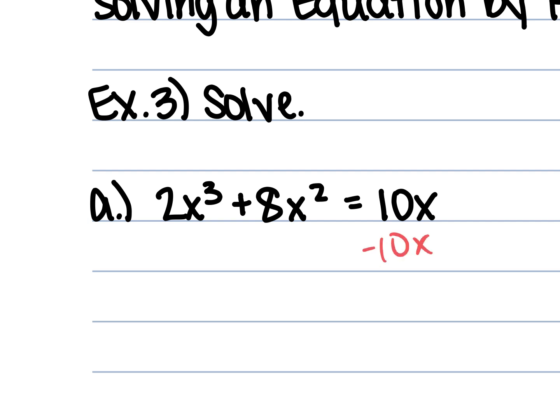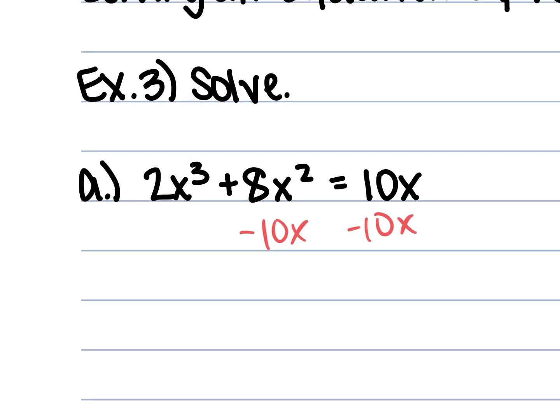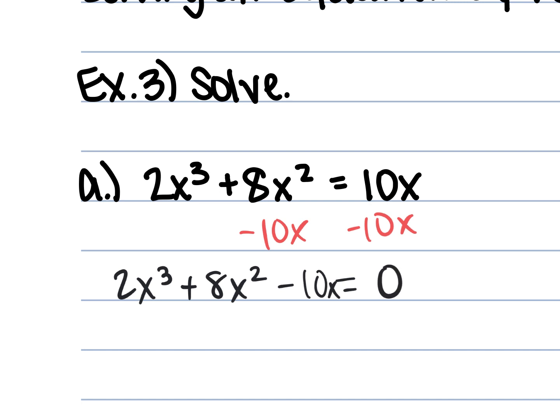Subtract 10x. So subtract 10x from both sides. What do I get? Caitlin, Miss Alonso, you're up. 2x to the third plus 8x to the second minus 10x. Very good. Minus 10x equals? Equals 0. I love that Miss Alonso kept it in standard form. That was very smart of her.